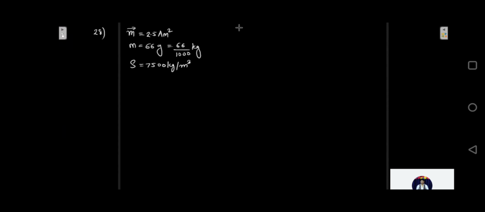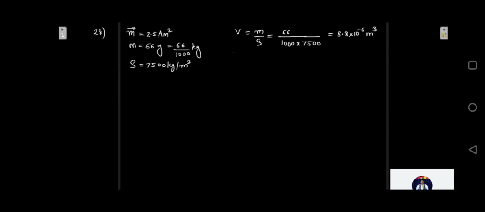So density is equal to mass upon volume. So volume will be equal to mass upon density. Okay, so for mass we will substitute 66 upon 1000, and for density we will substitute 7500, because it is given in terms of kgs. I converted it in terms of kgs. So volume you will get as 8.8 into 10 raised to minus 6 meter cube.